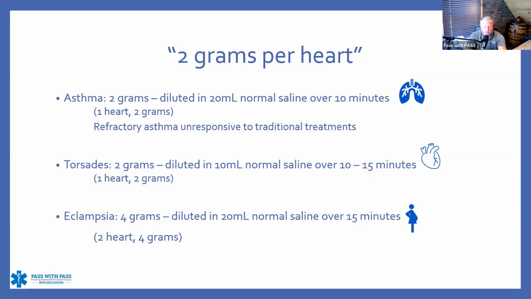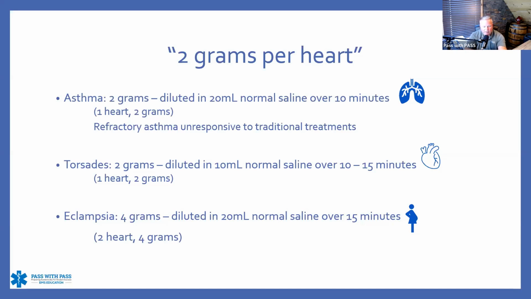If we're talking about a patient that has torsades, an individual suffering from torsades de pointes, they need magnesium sulfate. The initial starting dose is 2 grams, diluted in 10 cc's of normal saline and administered over about 10 to 15 minutes. If you follow your protocol exactly, which is what we should be doing, but as you can see, we're diluting 1 in 10 and 1 in 20, you're going to be in the right ballpark. And again, this patient with torsades has 1 heart, so it would be 2 grams.